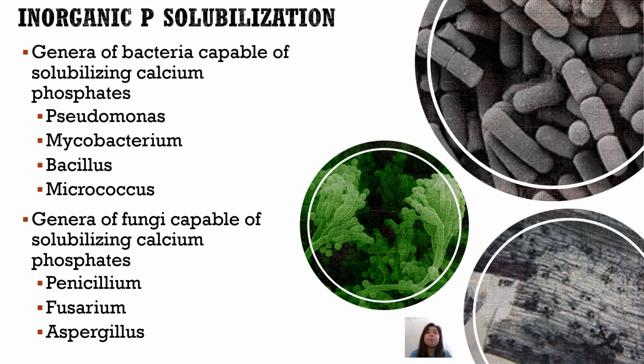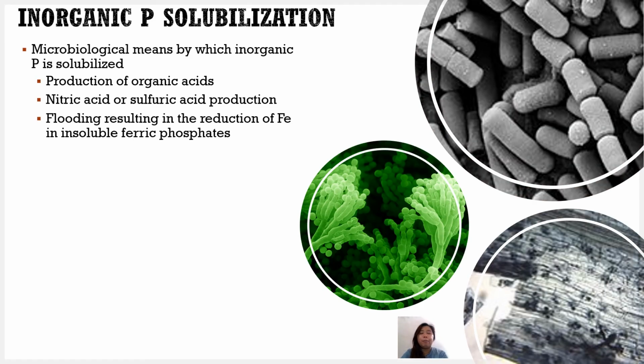So we are finished with the microbial nitrogen transformations. Now let's look at the inorganic P solubilization. The following are the genera of bacteria capable of solubilizing calcium phosphates. We have Pseudomonas, Mycobacterium, Bacillus, and Micrococcus. While on the list of fungi also capable of solubilizing calcium phosphate, we have Penicillium, Fusarium, and Aspergillus. Inorganic P solubilization is a microbiological means by which inorganic P is solubilized.